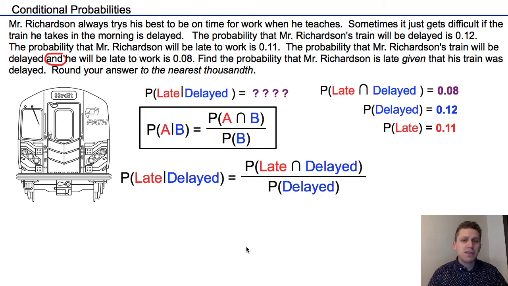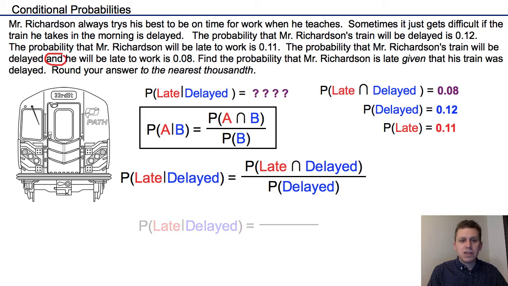Sometimes in these problems, some of the information is extra. We don't need it. And what you're seeing here is we actually don't need the probability that I'm late for work. In order to answer this question, we only need to know the intersection, or the probability of me being late and delayed, and the probability of delayed.